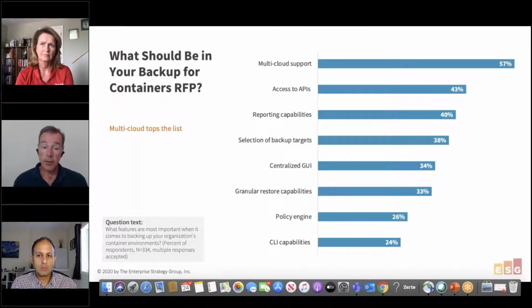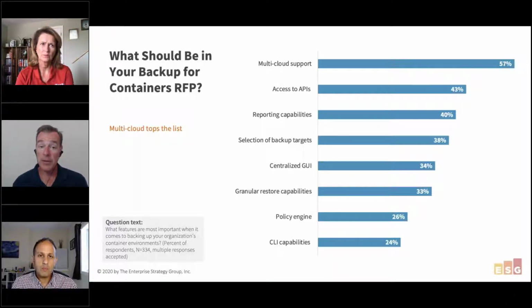Now, obviously, there are lots of other important features. I'm not going to spend too much time on this because I think it really speaks for itself, but I would say you want these at the top sections of your RFP. That's what the market says.